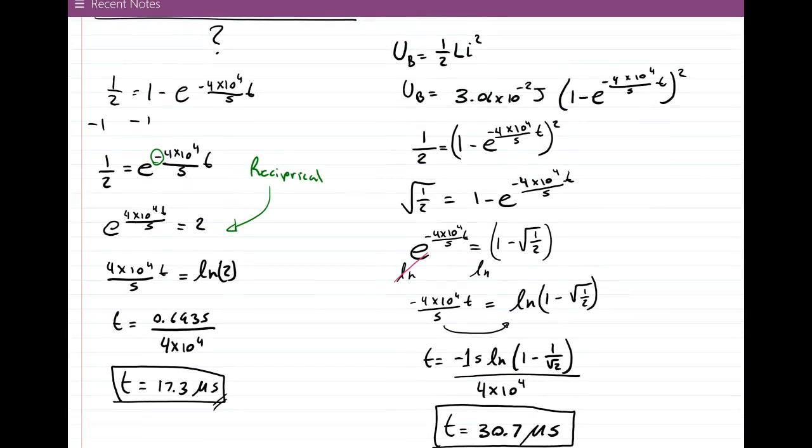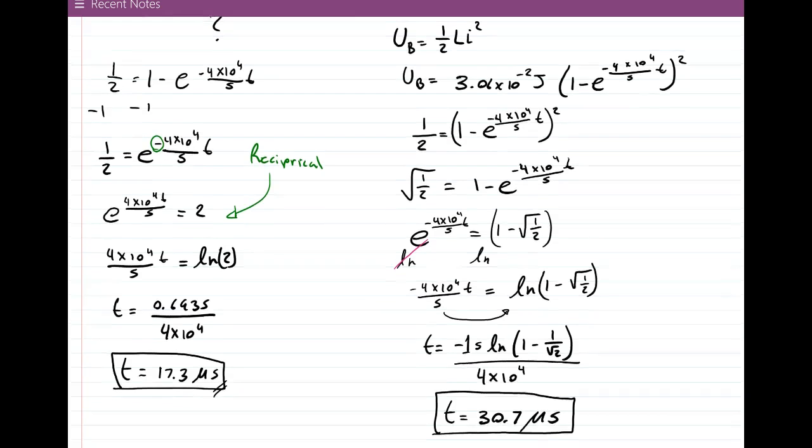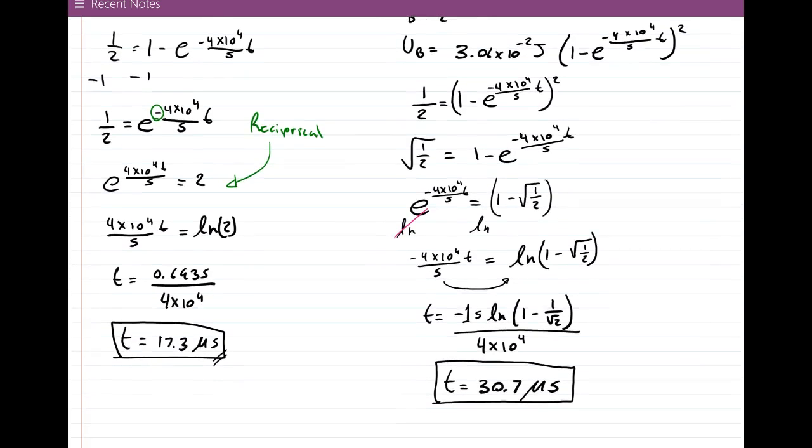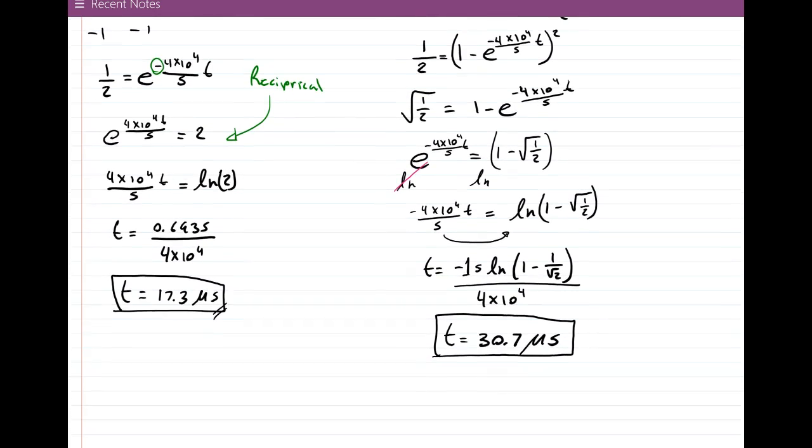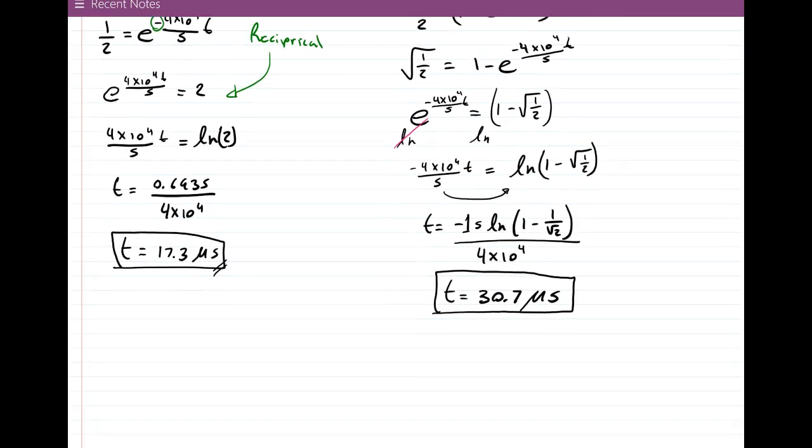Have we done an LC circuit yet? Let's save that.